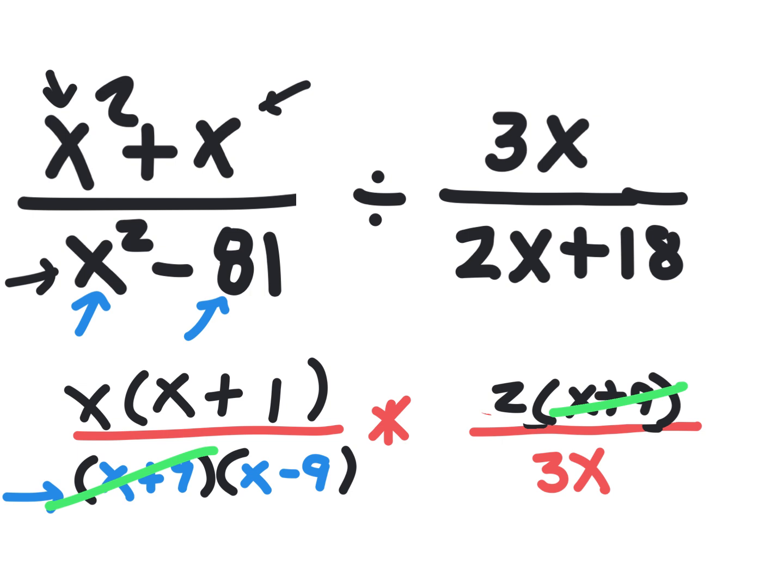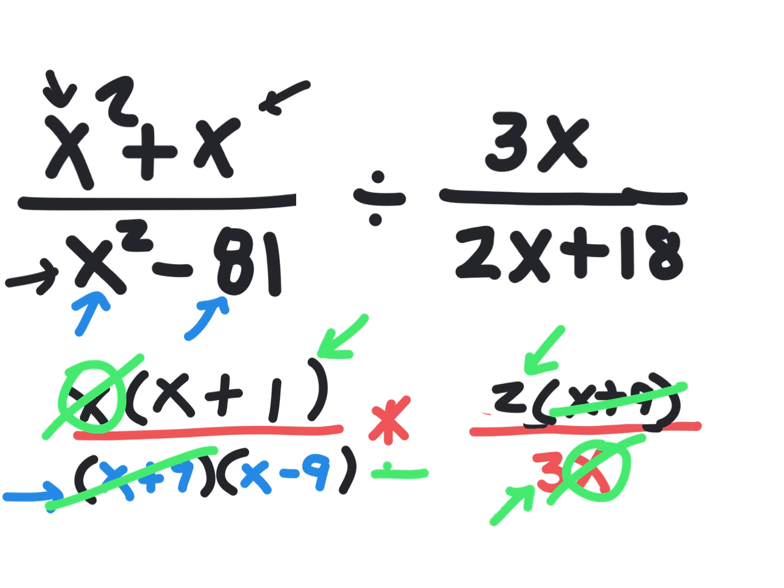But did you also see that there's an x here and an x here? Those are both part of multiply problems. They can both be canceled. What does that leave on top? The 2 times the x plus 1, and on the bottom, the 3 times the x minus 9.